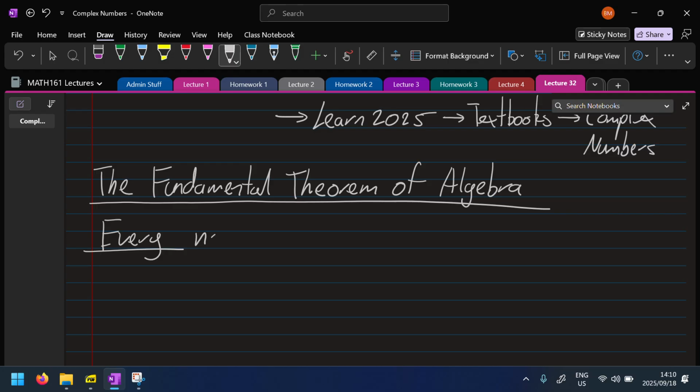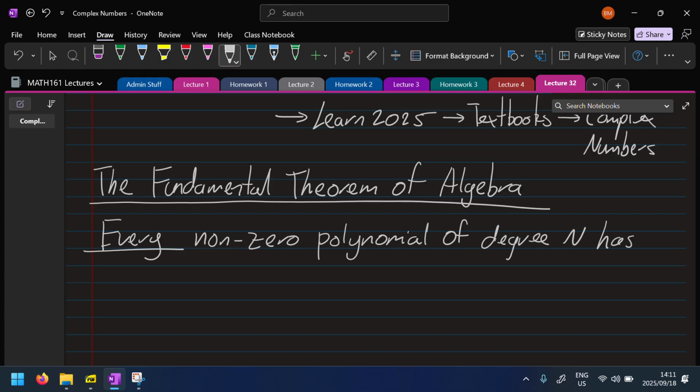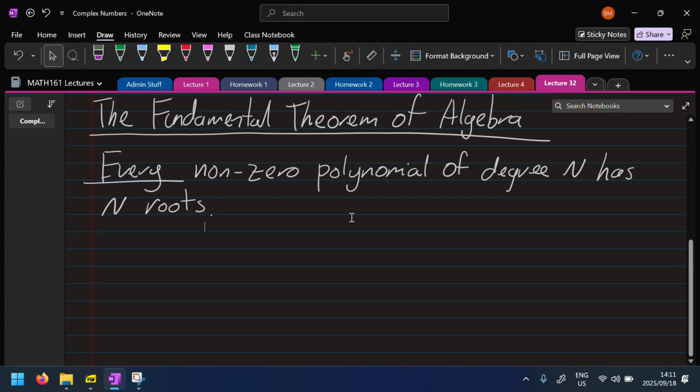Every non-zero polynomial of degree n has n roots. Very simple to state, but very important. So every non-zero polynomial of degree n, so your straight lines, quadratics, cubics, and so on, has n roots. Okay, so let's have a look at a little example, and then we're going to see we have to modify this slightly.